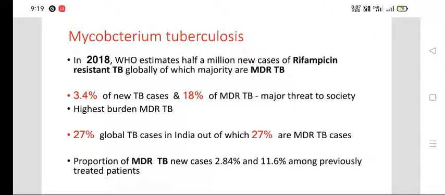The proportion of new cases that directly came as MDR TB is 2.84%, which means out of 100 patients, about 3 directly came as MDR TB. And among previously treated patients, MDR TB is 11.6%.